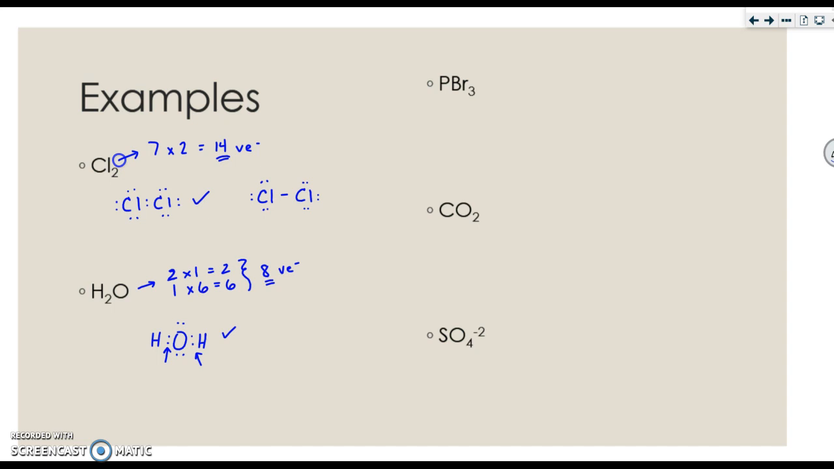Next example, PBr3. P has a total of 5 valence electrons because it's in group 5. And Br has 7 because it's in group 7A, and there are 3 of them. So 5 plus 7 times 3 gives you 26. Once again, we're going to figure out what goes in the middle. P is going to go in the middle, and then I'm going to add in everything else. Connect to Br, connect to Br, connect to Br, and then I fill in my octets.